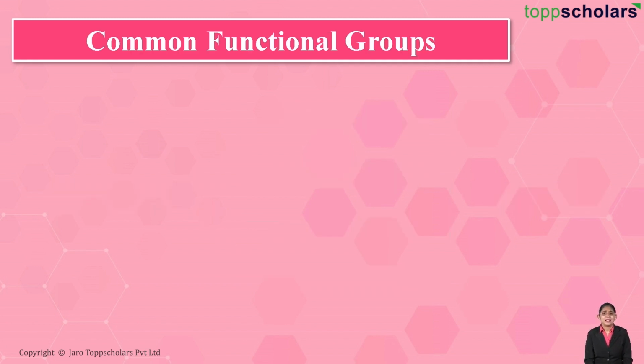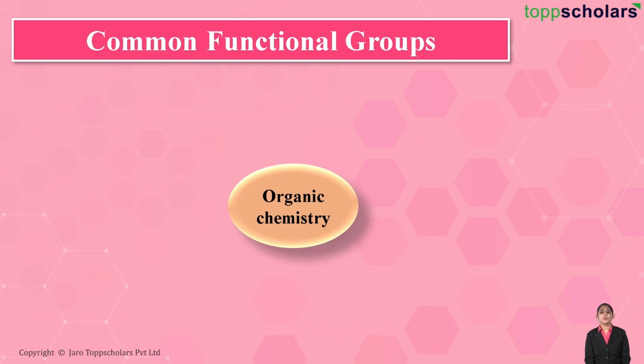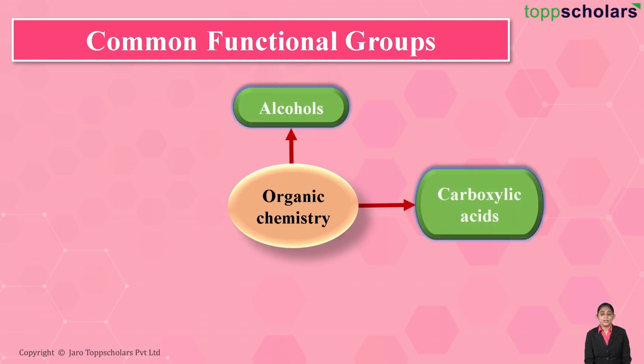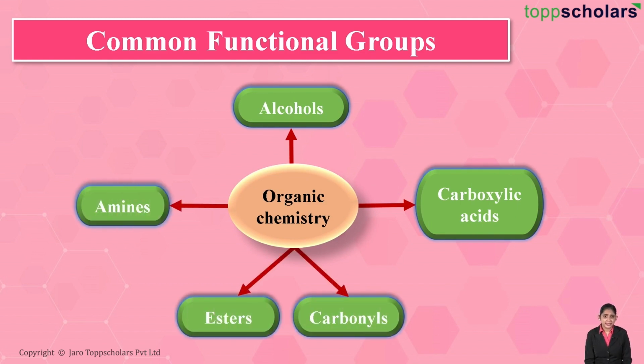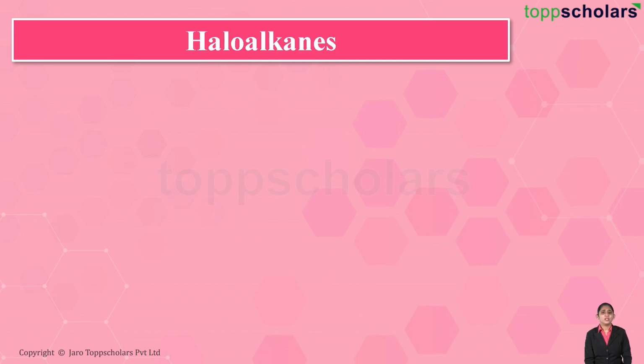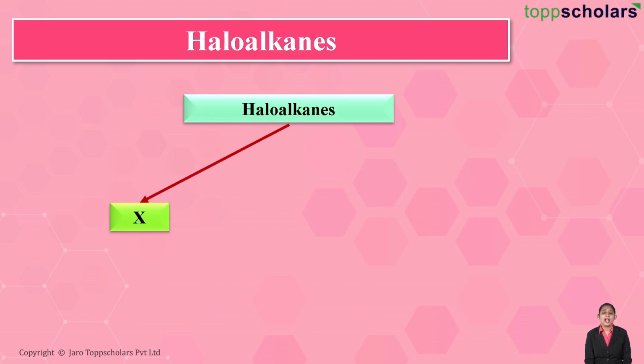So let's discuss some of the common functional groups in organic chemistry. We have alcohols, carboxylic acids, carbonyls, esters, and amines. Let's first discuss haloalkanes. Now friends, what are haloalkanes? Haloalkanes are carbon compounds which contain the heteroatom X. What is X? X here stands for a halogen atom.